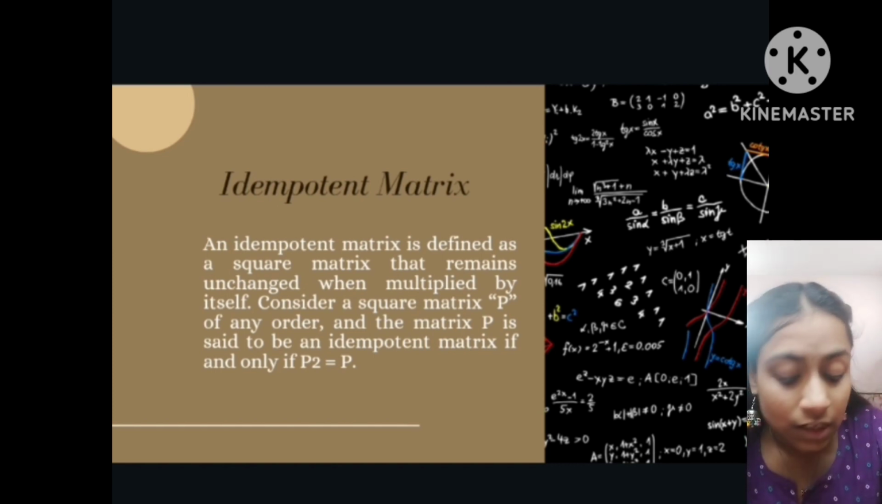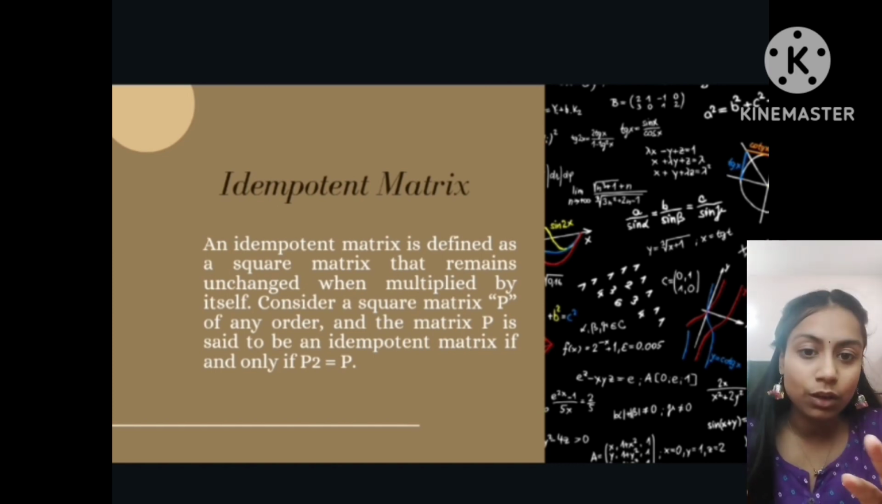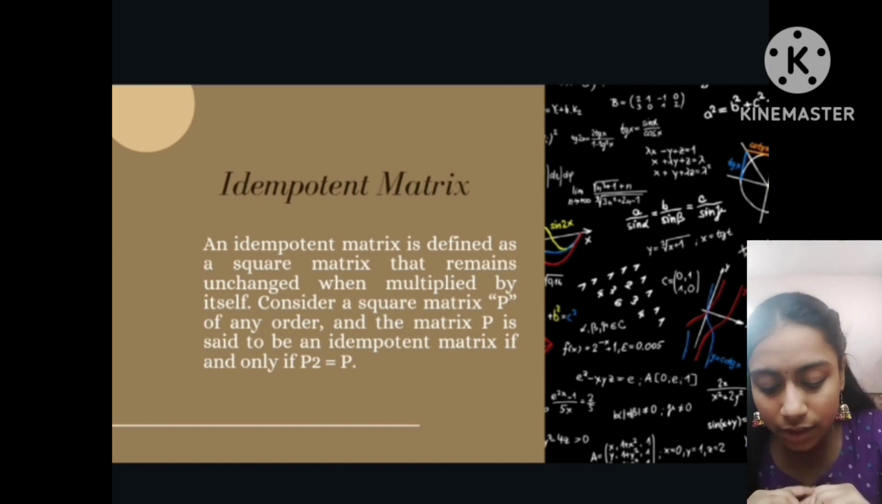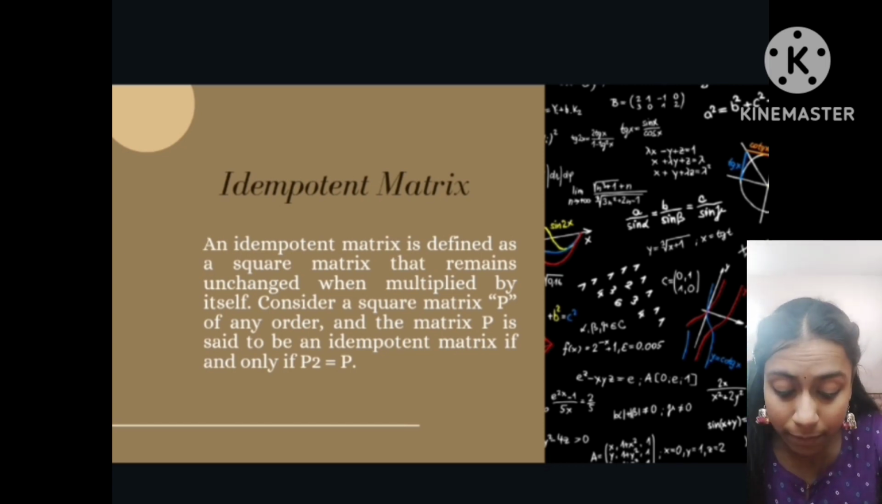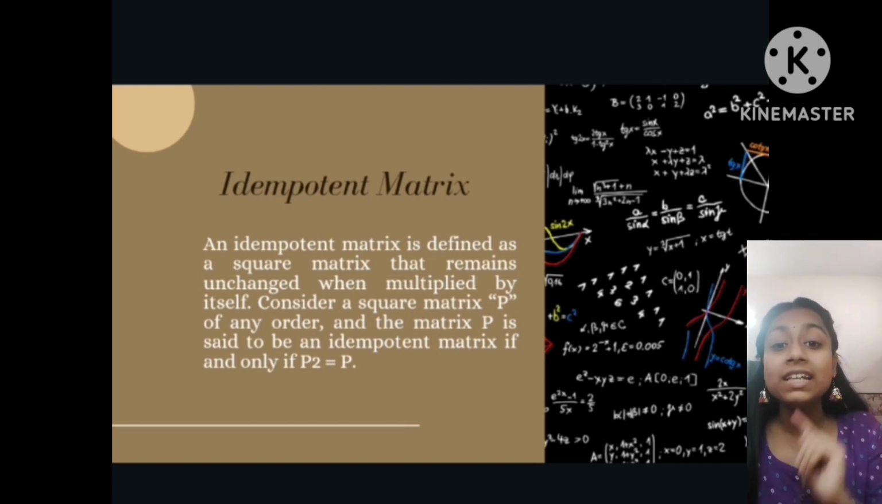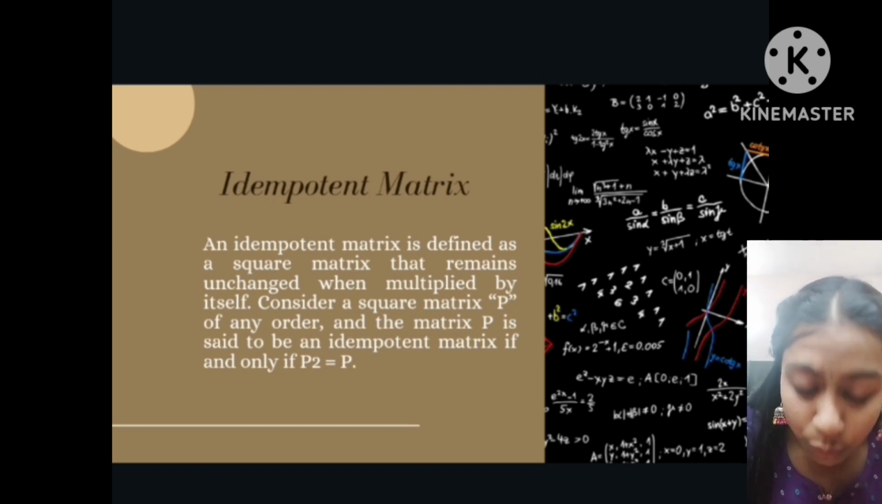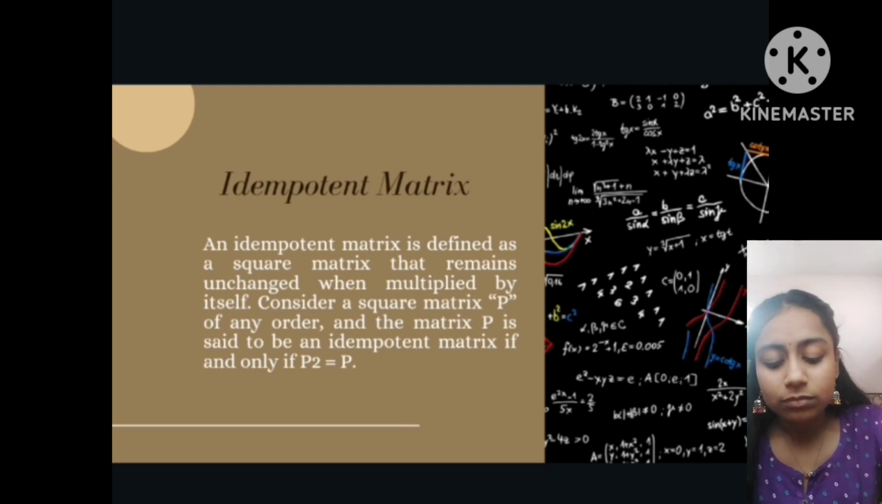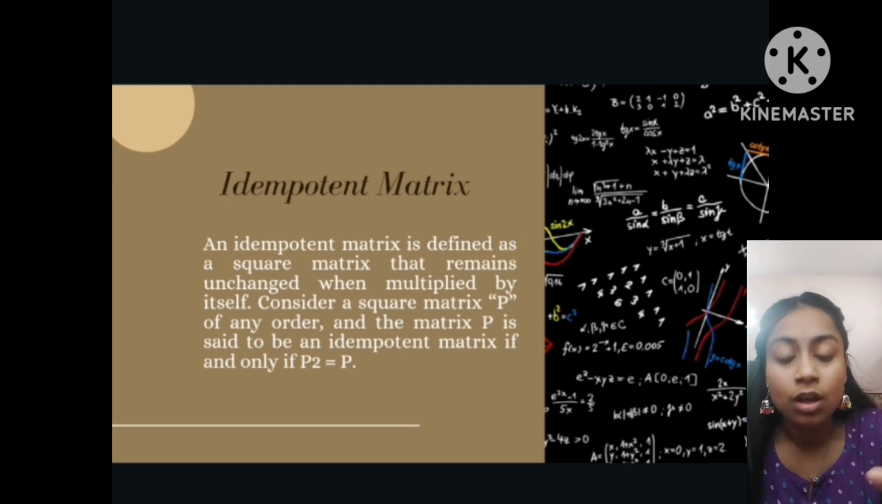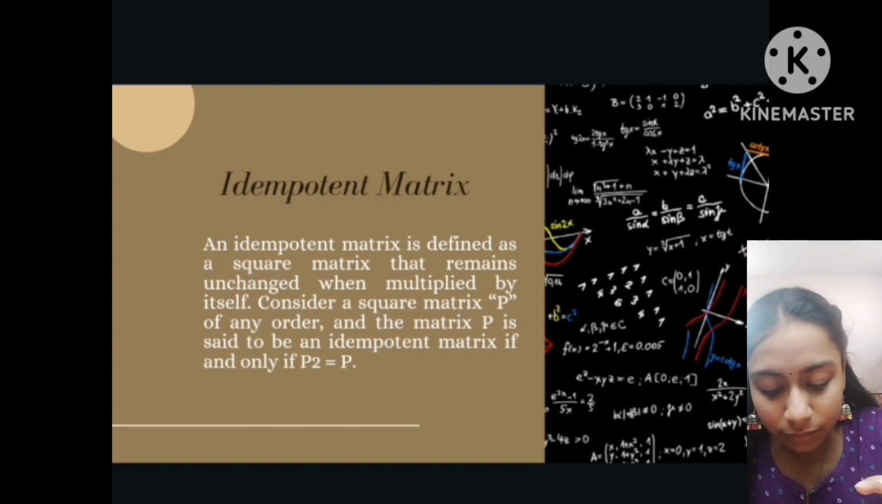So consider a square matrix P of any order, but it should be a square matrix. Matrix P is said to be an idempotent matrix if and only if P square is equal to P. So then it is called an idempotent matrix. Now we'll see some examples to understand better.